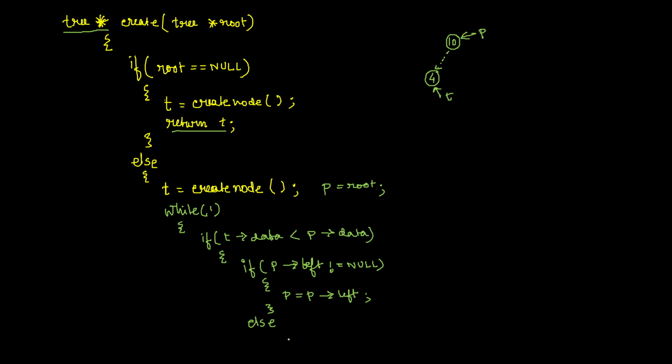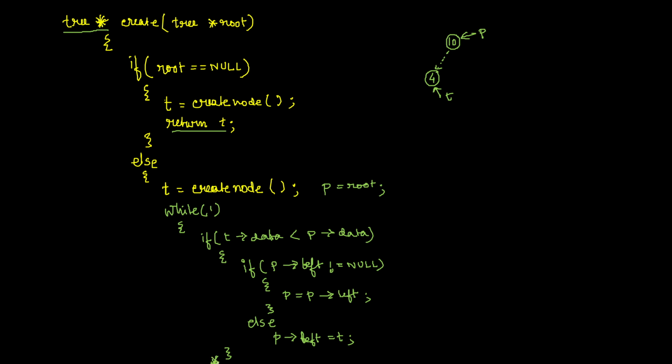right? So in the else part, coming in the else part means P left is null. So you can easily connect P left as T. So this part gets completed. But you see, this is just one side. We have not considered the other side.